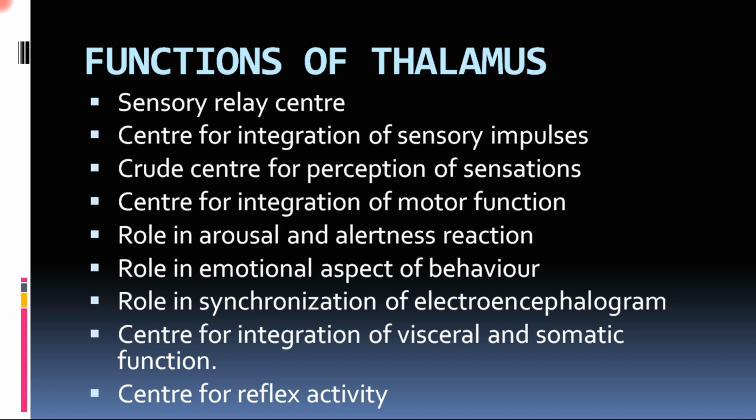Usually the function of perception of sensation is performed by the somatosensory cortex, but the thalamus can also be used as a crude center for perception of sensation. Then comes the center for integration of motor function. As we have seen, the ventral anterior and the ventral lateral nucleus receive impulses from the cerebellum and the basal ganglia, and integrate the motor function.